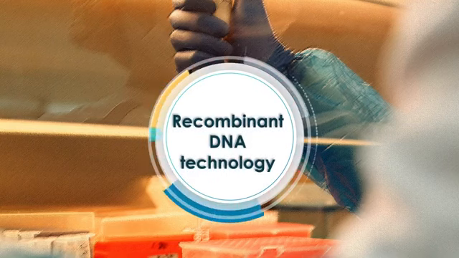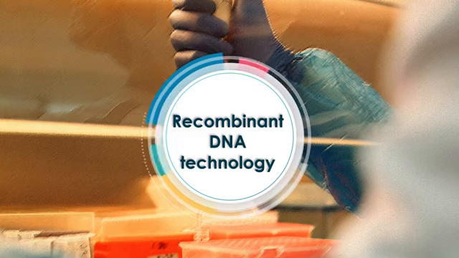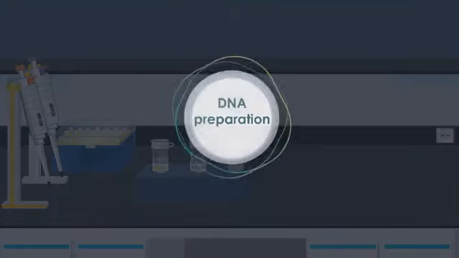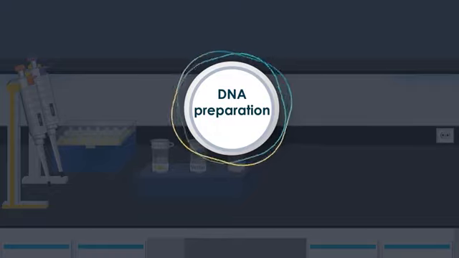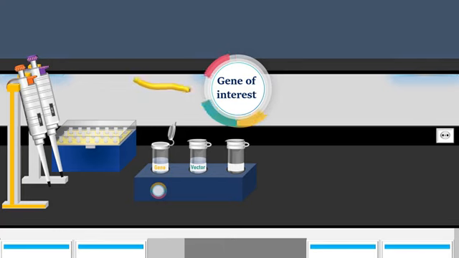Recombinant DNA technology has widespread applications in various fields, including medicine, agriculture, and biotechnology. The initial stage of recombinant technology involves DNA preparation. During this phase, we select the gene of interest, ensuring it aligns with the production of our desired protein.